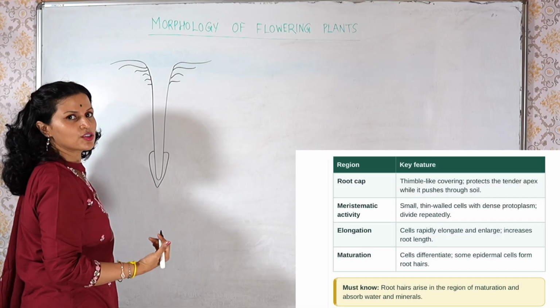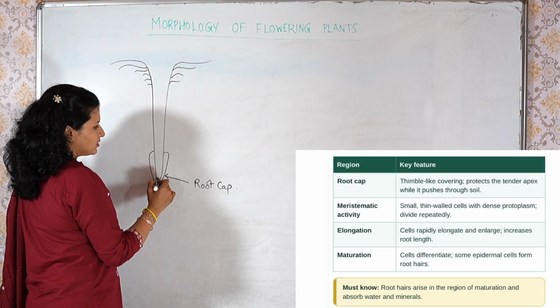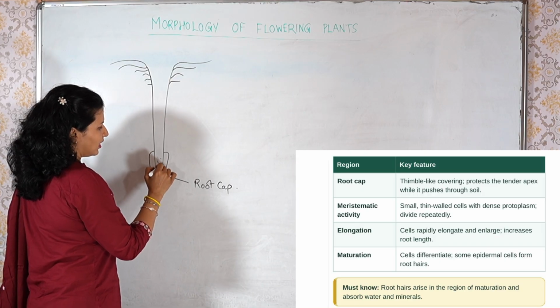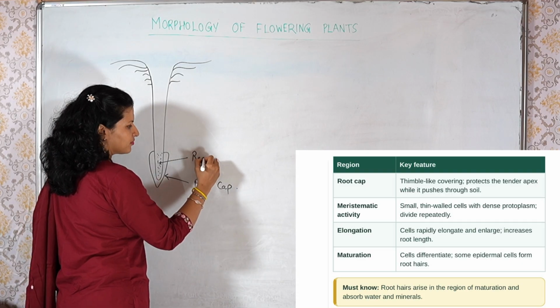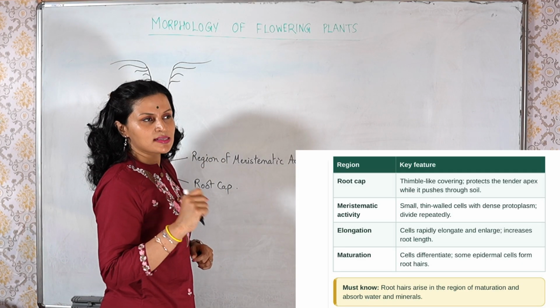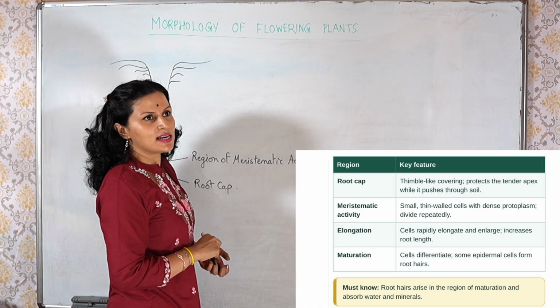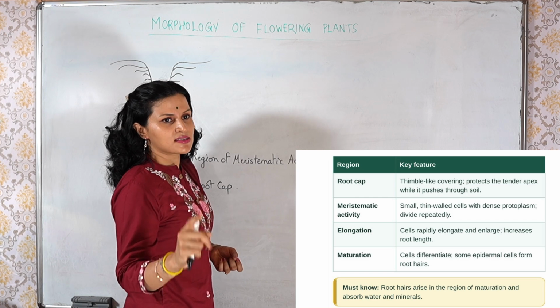Next is regions of the root. This one at the tip is the root cap. It is protective in nature. What the root cap is actually protecting are these tiny cells in this region, which is called the region of meristematic activity. The cells over here are very small in size. They are thin cell walled, with very less intercellular spaces. They have a large nucleus and a dense cytoplasm.